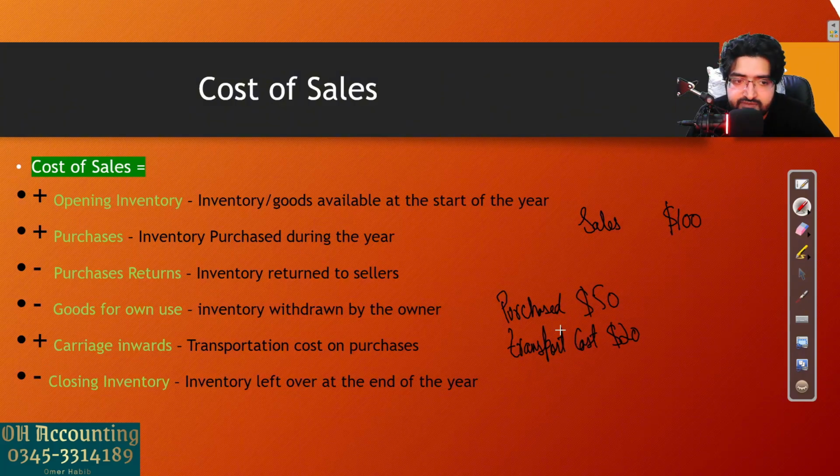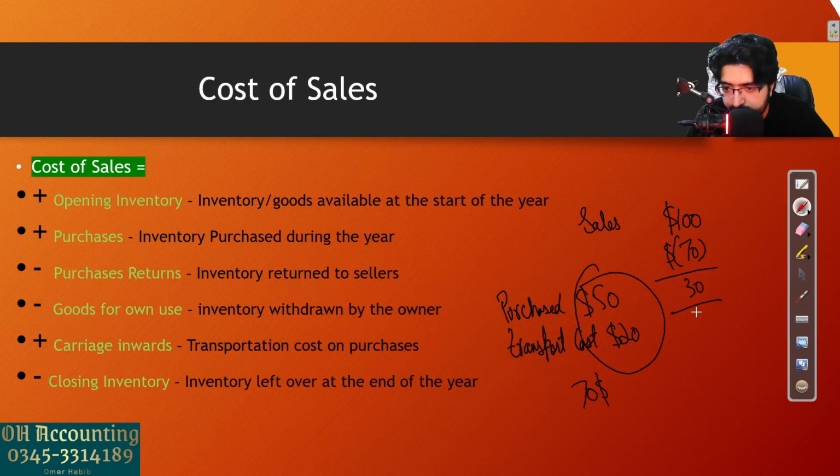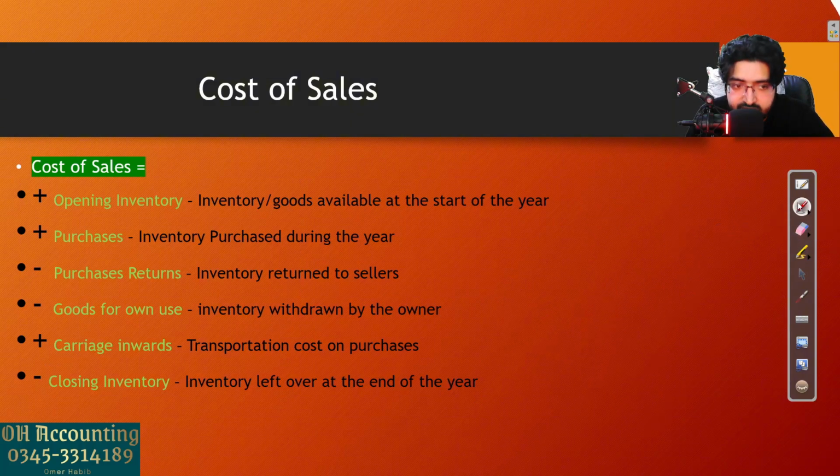So what was my total cost of sales in this case? If nothing else is given, there's no opening inventory, no goods for own use, nothing. So this is my total cost of sales in that case, right? $70. 100 minus 70 gives me the gross profit of 30. Okay, let's include more things into it now, such as opening inventory.